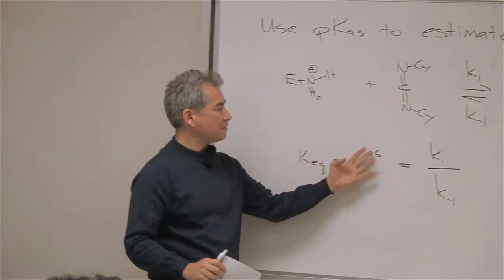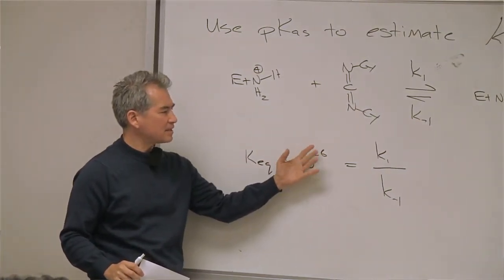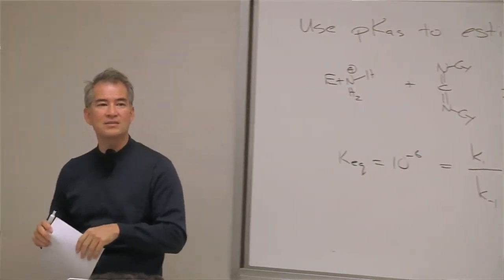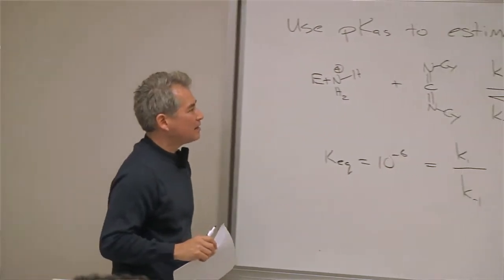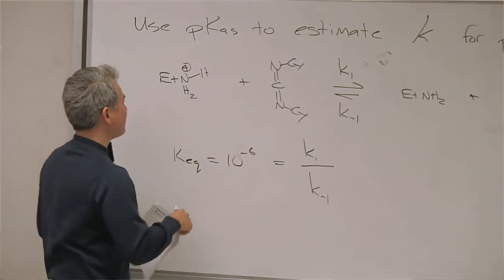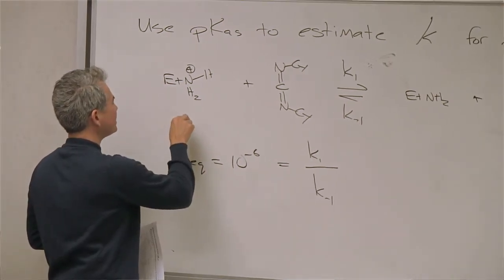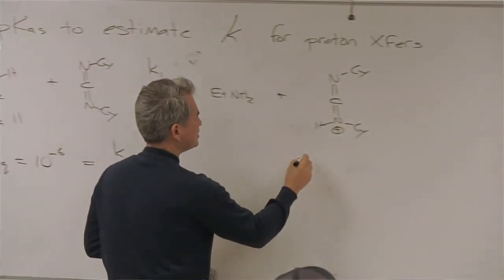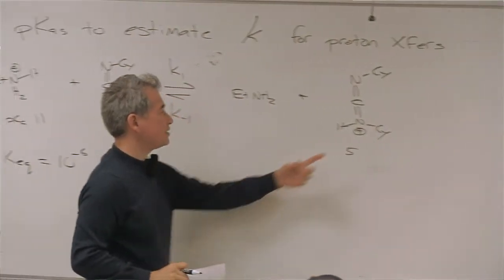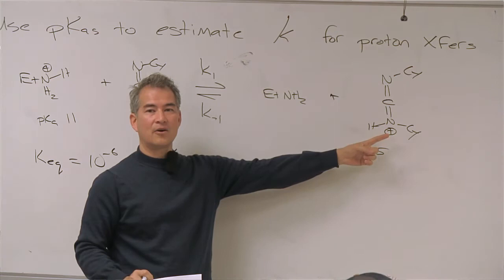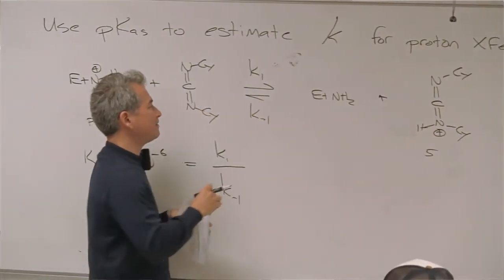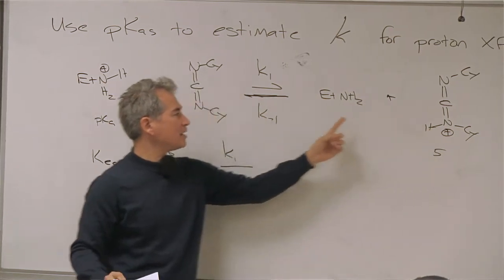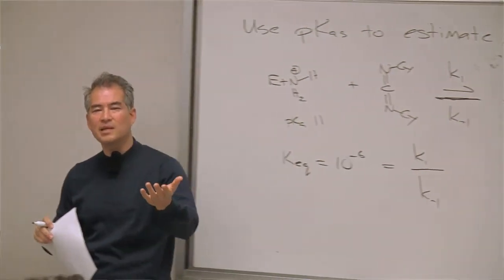So this 10 to the 6 from pKa's was an equilibrium number based on concentrations. But we can also correlate that with reaction rates, the equilibrium. And if you know the favorable direction here, the pKa of this is about 11, and the pKa of this is about 5, and we said this is the stronger acid, our expectation is that the reaction is favored in this direction. If this is the stronger acid, then we ought, intuitively, you know that from the equilibrium constant.